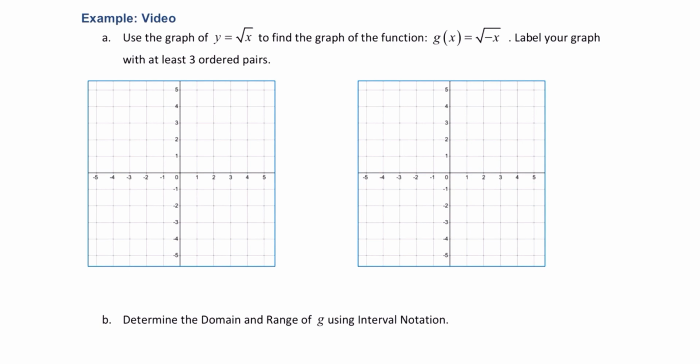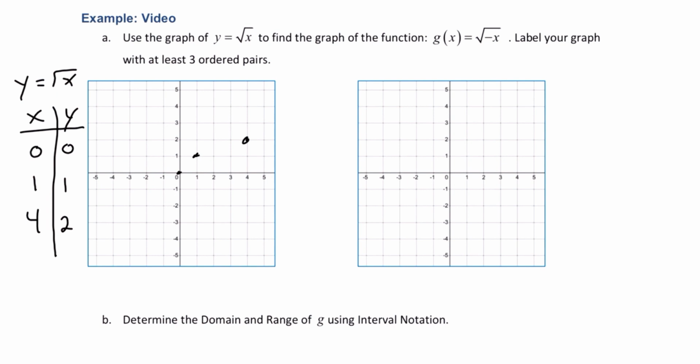Use the graph of y equals the square root of x to find the graph of the function g of x equals the square root of negative x. Let's start with y equals the square root of x. We'll get some points to plot there: 0, 1, 4. And then the square root of 0 is 0, square root of 1 is 1, square root of 4 is 2. So plotting these points, we get the familiar square root graph.